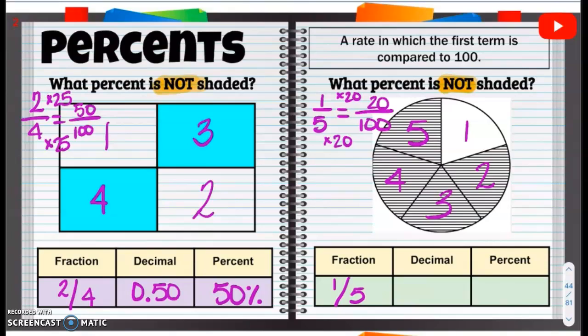So then we have 0 and 20 hundredths, or you can have 0 and 2 tenths. That is fine as well. Then our percent is going to be 20%. And that's going to be it for our percents for today.